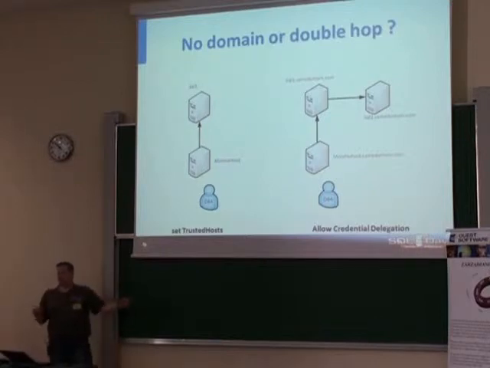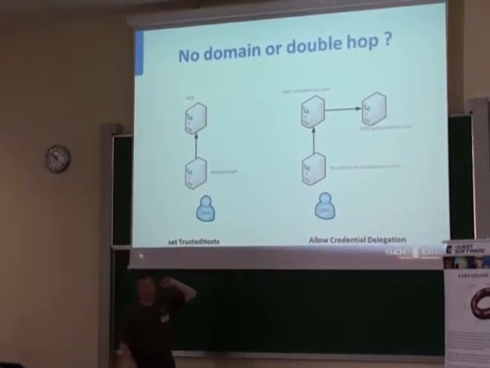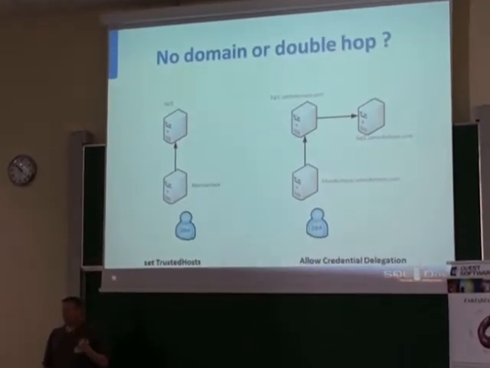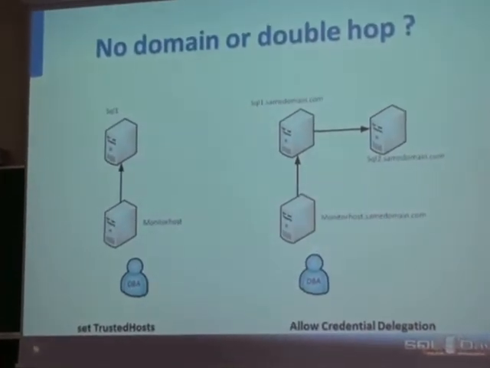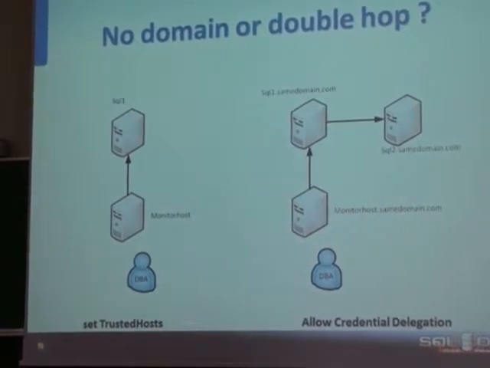If you don't have a domain, this is the picture on the left here. If you don't have a domain, you need to set trusted hosts. So if you're in a domain, everything is simple, right? The DBA that runs the command just needs the rights to run whatever he wants to run on the box, like if he would be on that box itself. That's the rights you need.